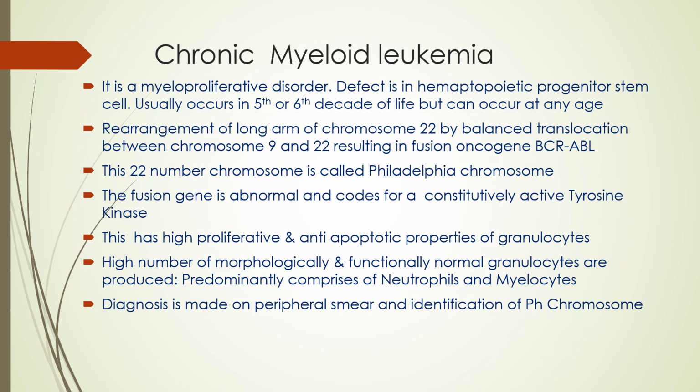The fusion gene is abnormal and codes for a highly active abnormal tyrosine kinase enzyme. This enzyme has high proliferative and anti-apoptotic properties for the granulocytes. A high number of morphologically and functionally normal granulocytes are produced, and predominantly the blood comprises neutrophils and myelocytes. So there are both mature and immature granulocytes in the peripheral blood. Diagnosis is made on peripheral smear and identification of the Philadelphia chromosome bearing the abnormal BCR-ABL gene.